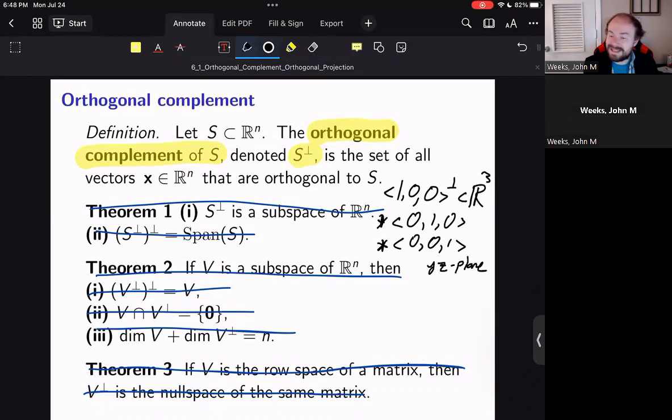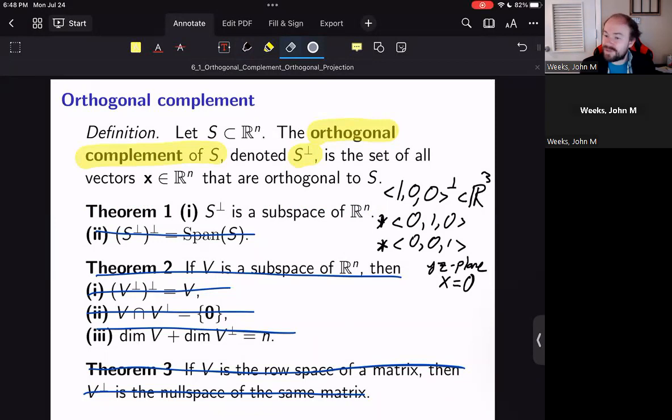This becomes the YZ plane, all of the places where X is equal to 0. This ends up being the orthogonal complement of the vector (1, 0, 0). What we discussed here ends up showing, by this theorem, that S perp is indeed a subspace of Rn.